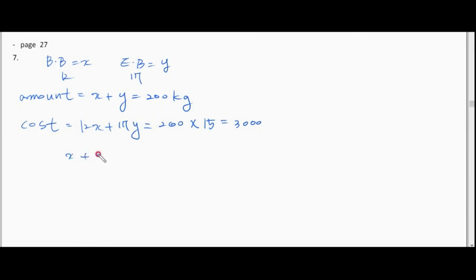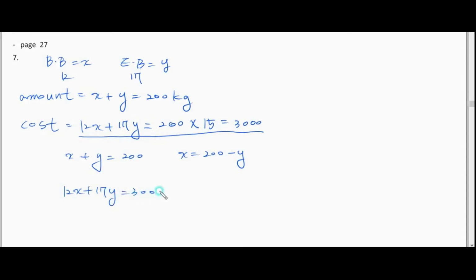So we're using equations. X plus y equals 200, then x equals 200 minus y. So we'll substitute this into the first equation. 12x plus 17y equals 3,000. But right here, the x was 200 minus y, so this will be substituted like this: 12 times (200 minus y) plus 17y equals 3,000. Let's just write it out. Then it will be 2400 minus 12y plus 17y, and that equals 3,000.